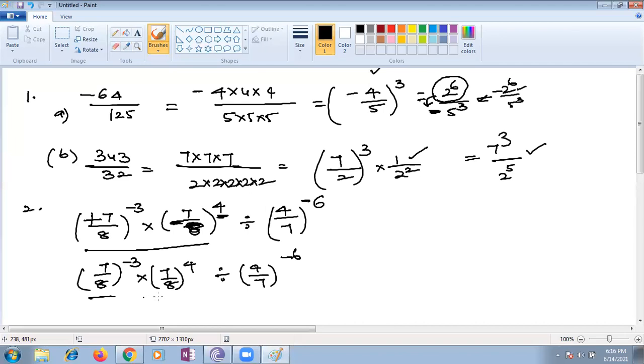First, I just make my base part the same. So if bases are same, you can add up your powers.